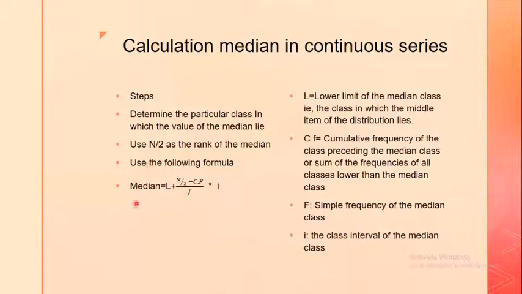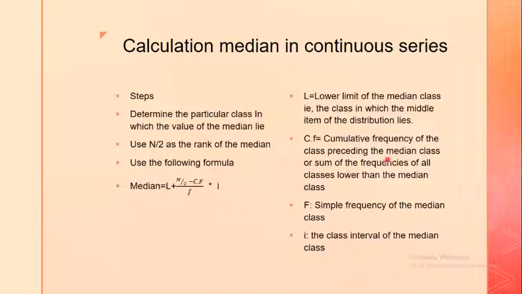This particular formula: median is equal to L plus N by 2 minus cumulative frequency divided by f into i. Now let's have a look at what is L. L is the lower limit of the median class, that is the class in which the middle item of the distribution lies. Then cf is the cumulative frequency of the class preceding the median class.